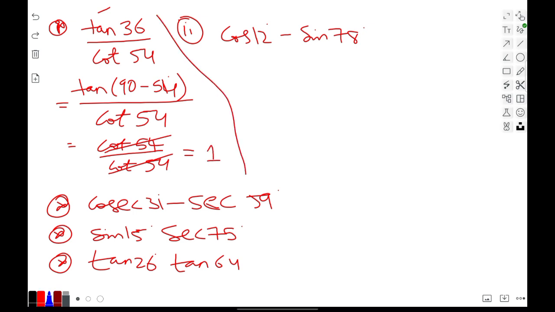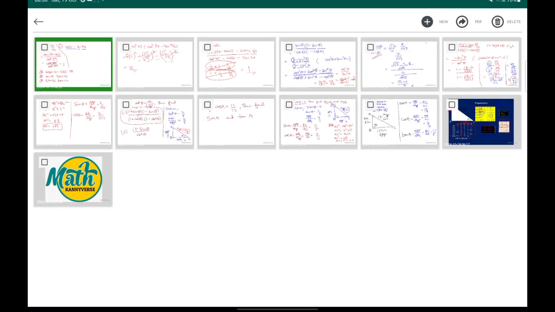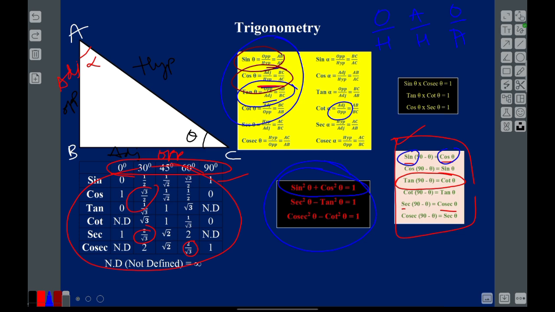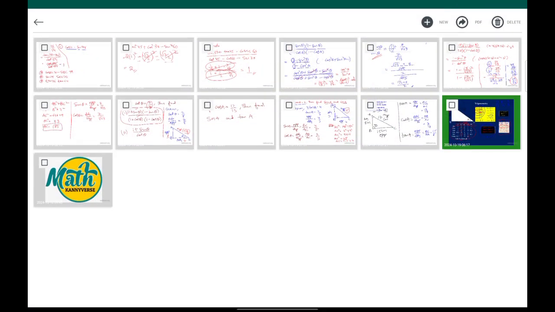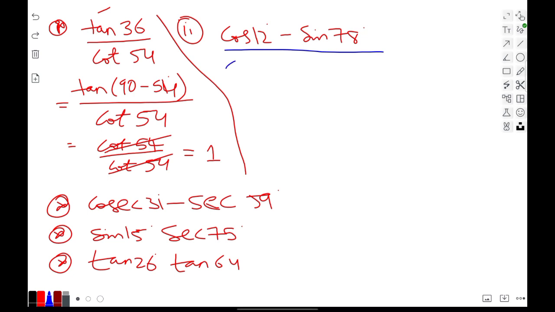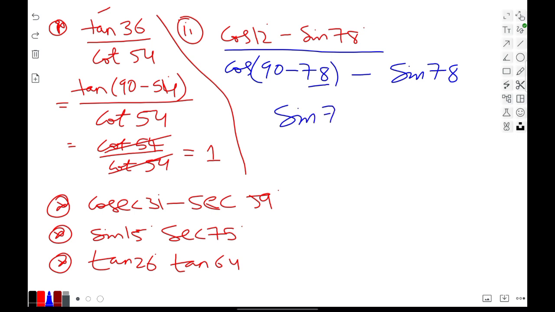Similarly, we can solve this one. Here with respect to cos we have sine, and with respect to sine we have cos. Convert any one, whether sine to cos or cos to sine. I'm converting cos to sine, so cos 12 can be written as cos 90 minus 78, where cos 90 minus theta is sine theta. In place of theta we have 78, therefore cos 90 minus 78 is sine 78. Sine 78 minus sine 78 is 0.